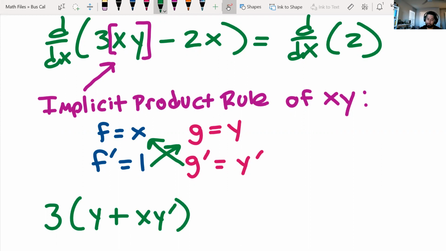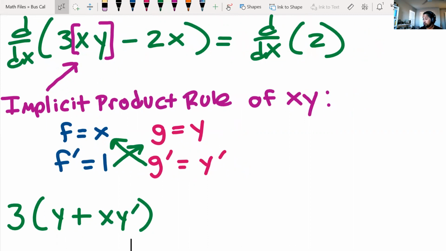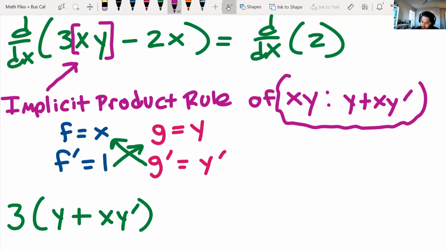There it is, guys. We're not done yet, but we're done with that implicit product rule. So to save you some time, if you ever see x times y and you are taking the implicit derivative, just know that the implicit product rule of x times y is going to be y plus x, y prime. So save that somewhere in case you see it again, like on your homework. You're like, oh, that's just y plus x, y prime, and save yourself like 10 seconds.